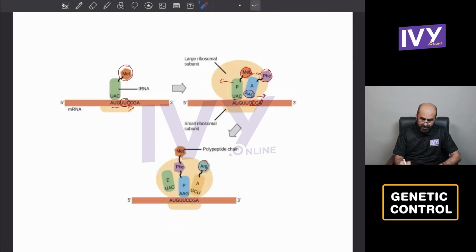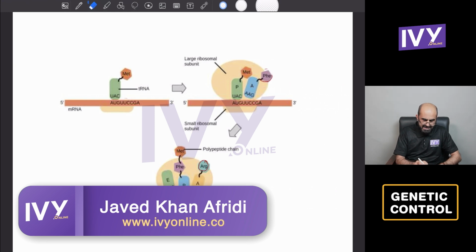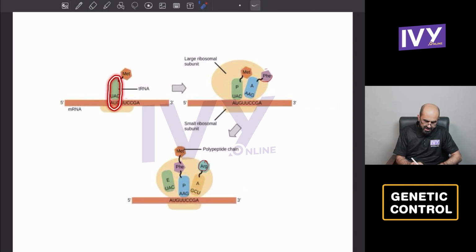You can see here, in this case, the tRNA is attached to this codon, AUG, and the anticodon is UAC, which is carrying the amino acid methionine on the CCA side. Now this ribosome is moving one step ahead. When it moves one step ahead, it leaves the AUG outside, and the next codon will now be inside.